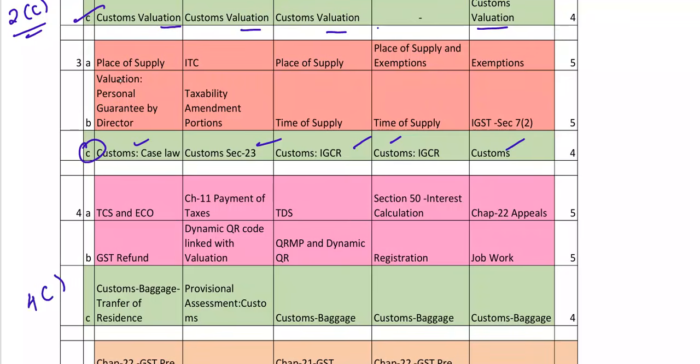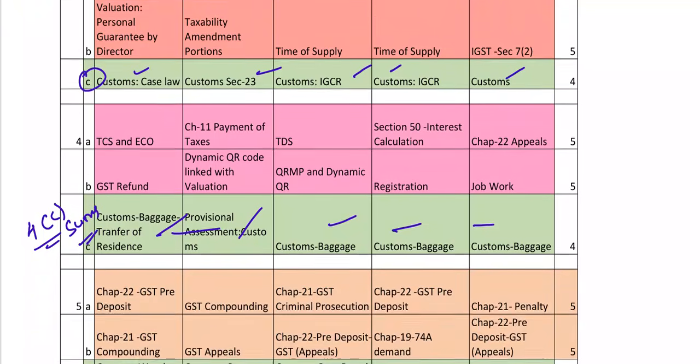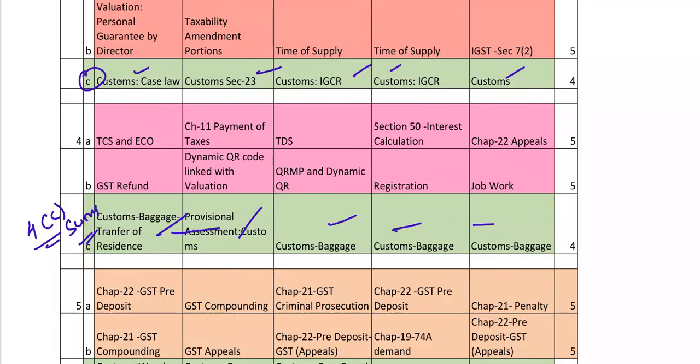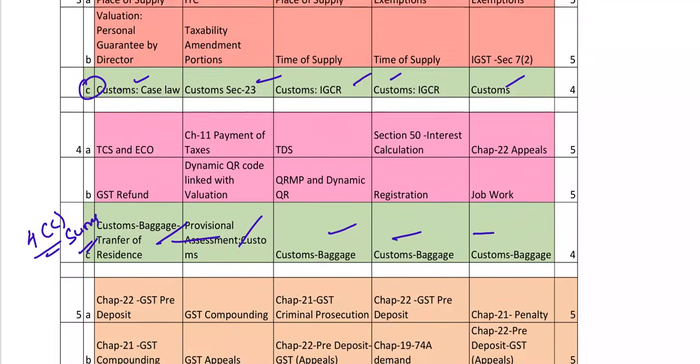Next, 4C. 4 times they have asked a baggage question, and 1 time it is a provisional assessment calculation. So it is a kind of sums. Sums are being tested here. Whether we take it as theory or sums, it is almost everywhere sums. Even baggage I'm considering as a sum, because even if it is a theoretical part, it is a sum oriented area. So 4C, let us take it as a baggage and sum oriented question from customs.